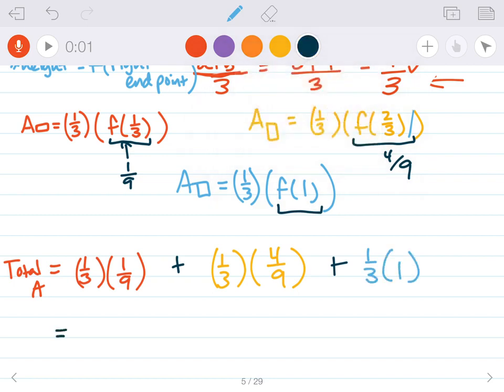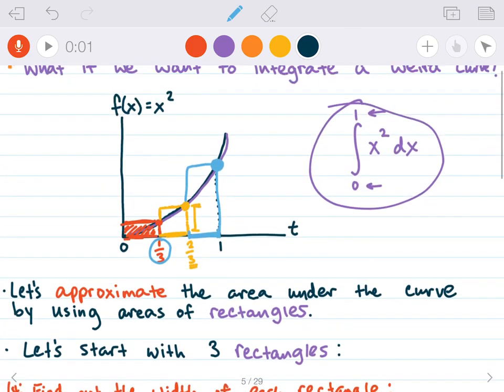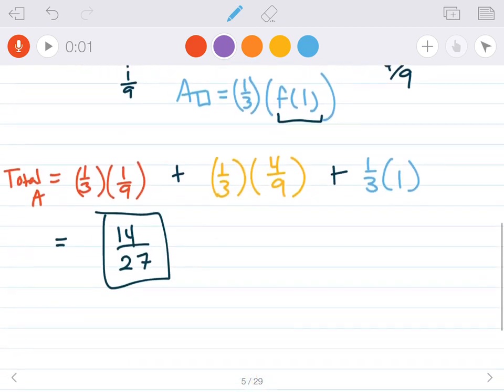Now, if you put this in the calculator and add it all up, we get 14 over 27. We expect this because, when we found the area, we found all of this. This whole thing is 14 over 27 when you add those areas up. However, we're only looking for this purple part. So we have an overestimate of area. Okay, so let's write that. This is an overestimate.